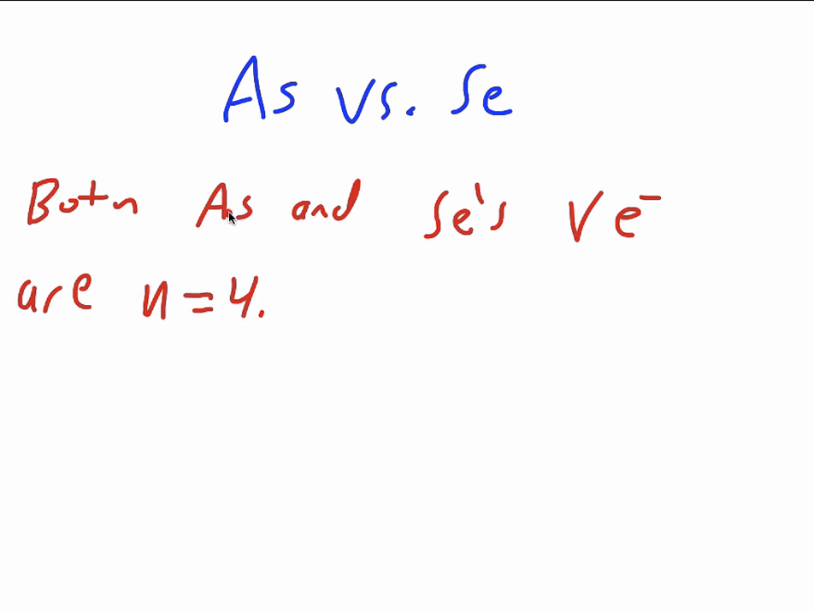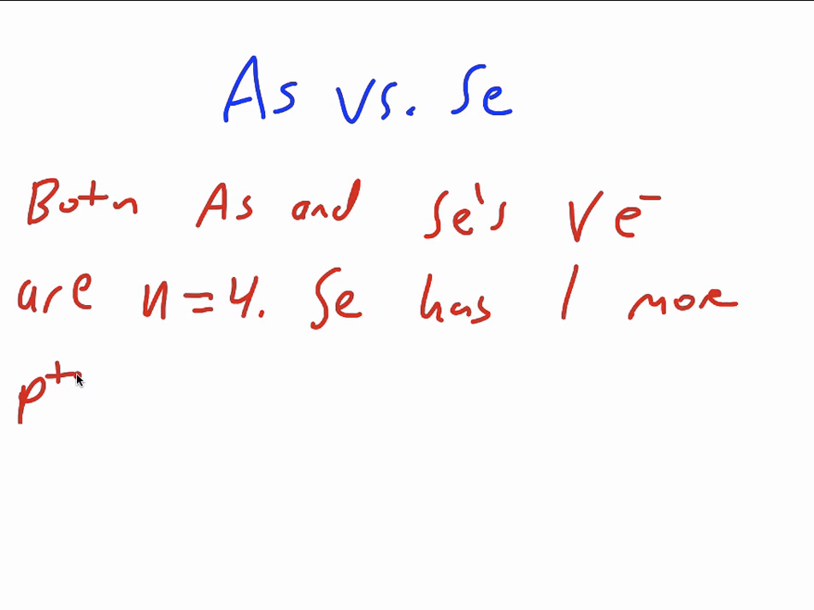So the protons in the nucleus of As and Se are pulling on the fourth ring, if you will. They're not pulling on the individual electrons. So it's important to think about n equals 4 as its own thing. Then we identify which one of them has more protons. In this case, As is to the left of Se. So As has 33 protons in the nucleus and Se has 34. So we say that Se has one more proton.